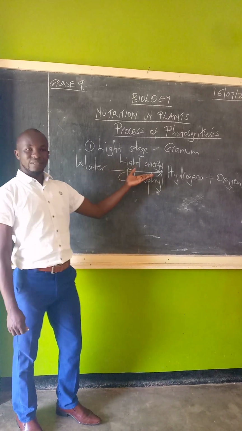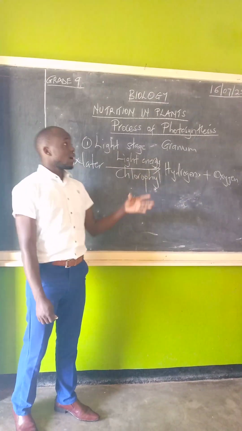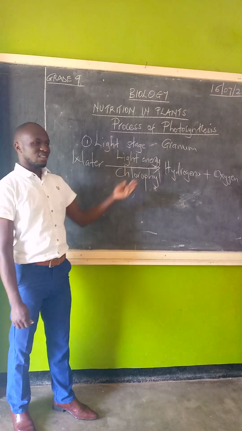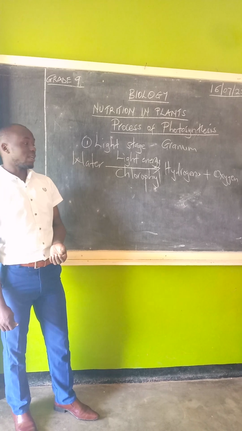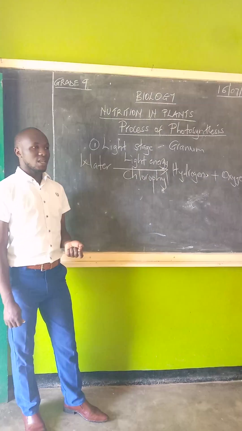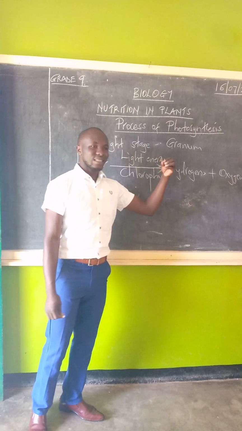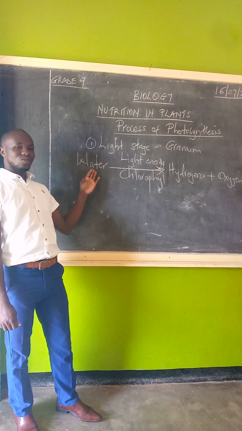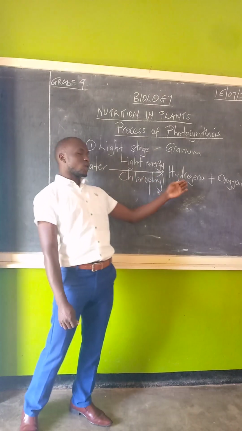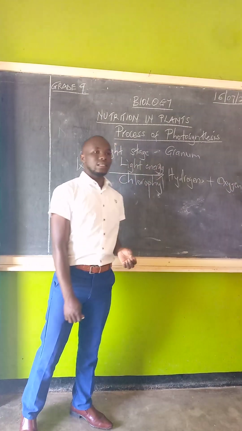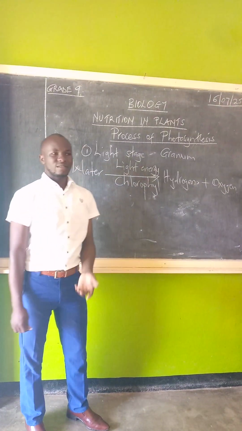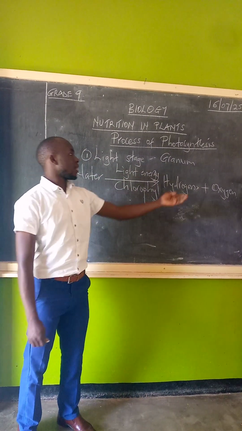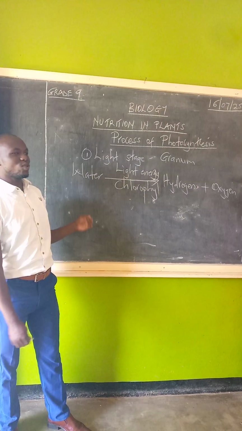So we are saying some of the factors or conditions that are necessary for photosynthesis to occur are light energy and the presence of chlorophyll. Chlorophyll must be available for photosynthesis to occur. Chlorophyll is important in trapping light energy. That light energy that has been trapped is used to split water molecules into hydrogen atoms and oxygen. Oxygen can be used for respiration processes. Hydrogen is then taken into the dark stage.